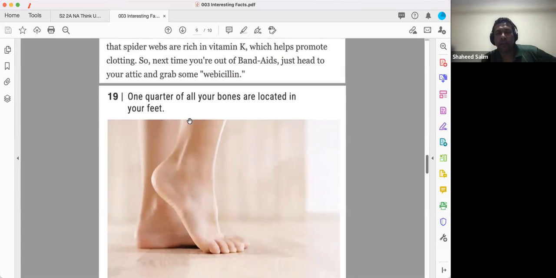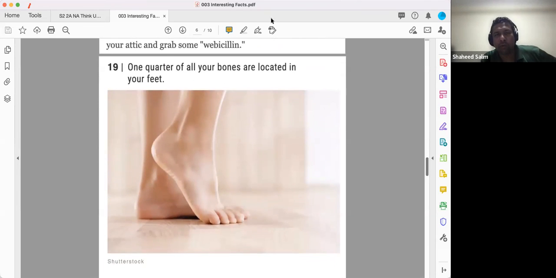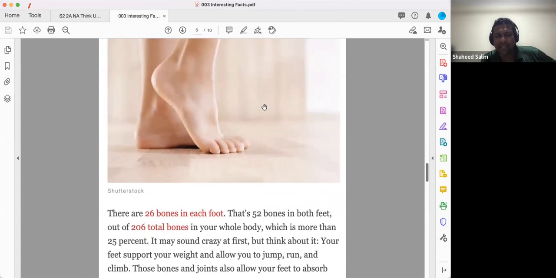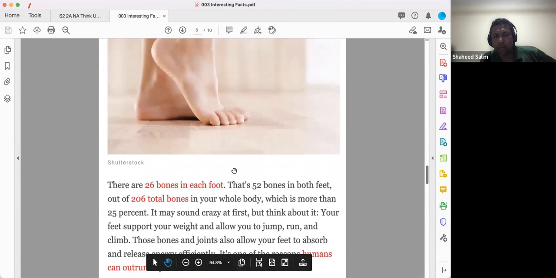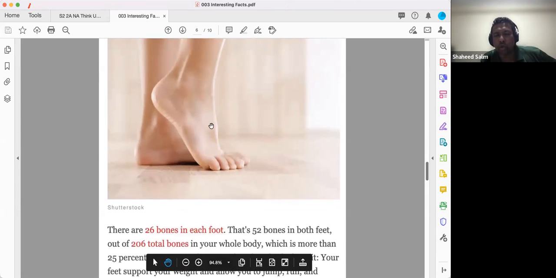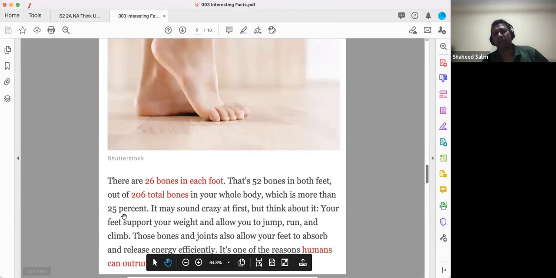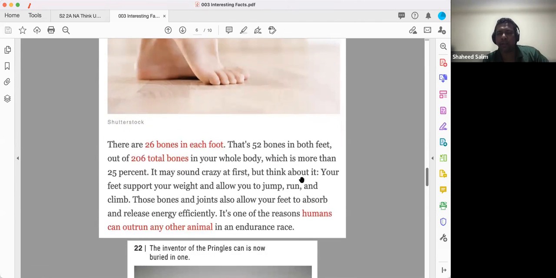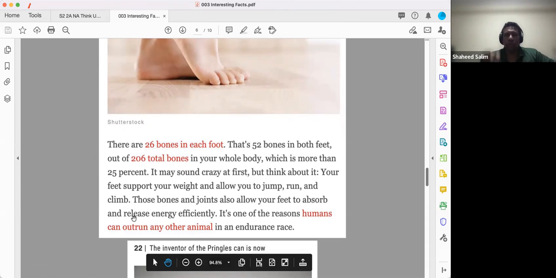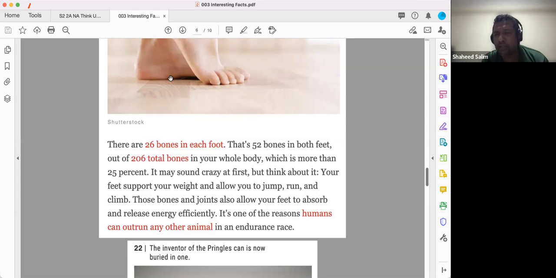So just now we went through that. I do not know whether you know this, but 1/4 of all your bones are in your feet. You have 206 bones in the human body. 26 are in each foot. So altogether it's 52 bones. 52 out of 206 is about 25% of all your bones in your feet. Now, why is that so? They explain: your feet support your weight, allow you to jump, run, and climb. So you are standing all the time. Of course, it's only logical to have the most number of bones, you won't argue.